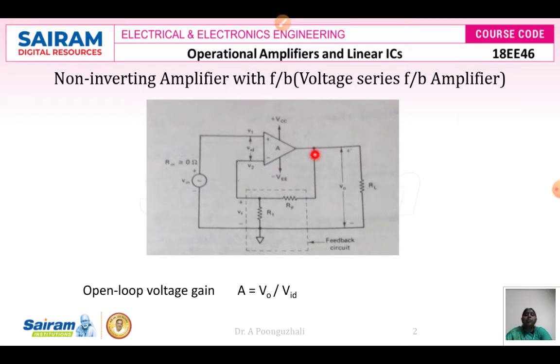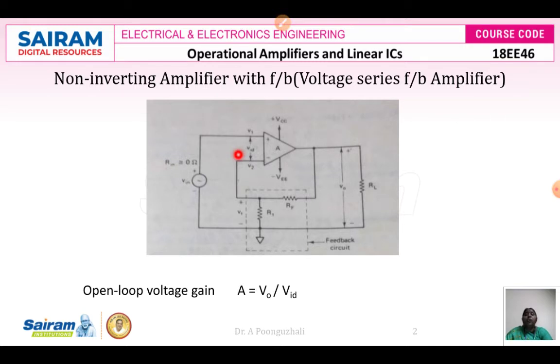The output is going to be fed back to the input through a potential divider circuit, which consists of R1 and RF. Here the voltage at the non-inverting terminal is V1, and for the inverting terminal the voltage is V2, and the differential voltage that exists between the input terminals of the operational amplifier is VID.